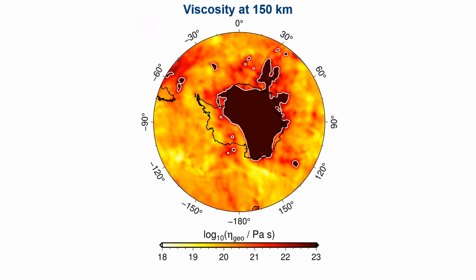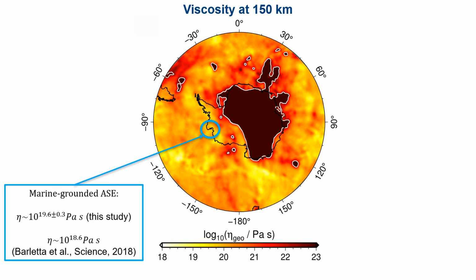Looking at the Amundsen Sea Embayment, we can see that viscosities are low in this region. However, our calculated value of 10^19.6 ± 0.3 Pascal seconds is an order of magnitude larger than that predicted by Barletta et al. from GPS measurements. This discrepancy may partially reflect the transient nature of the satellite measured value compared to our steady-state prediction. However, if physical, this would suggest bedrock topography may respond less quickly to ice mass loss, indicating a less stable West Antarctic ice sheet.